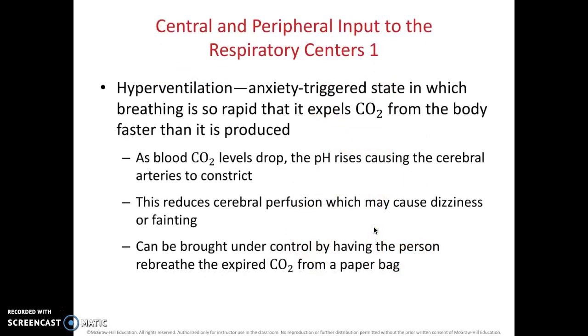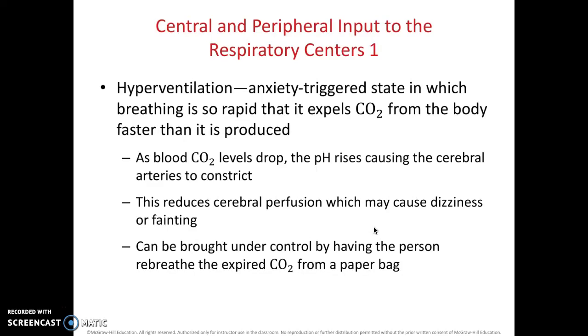So hyperventilation is an anxiety-triggered state in which breathing is so rapid that it expels carbon dioxide faster from the body, faster than it is produced. As blood carbon dioxide levels drop, the pH will then rise, causing cerebral arteries to constrict. This reduces cerebral perfusion, or the amount of blood within the brain, which can then cause dizziness or fainting.